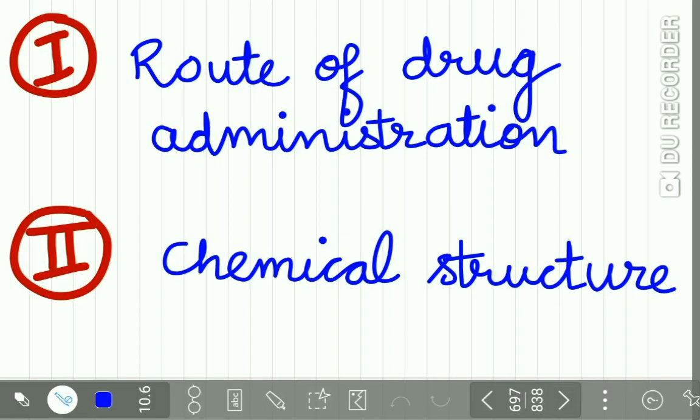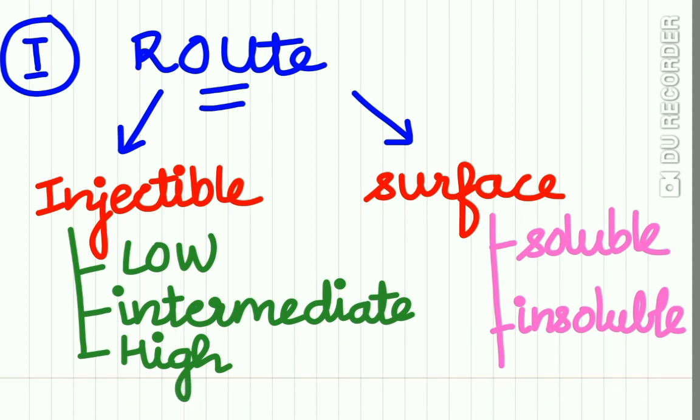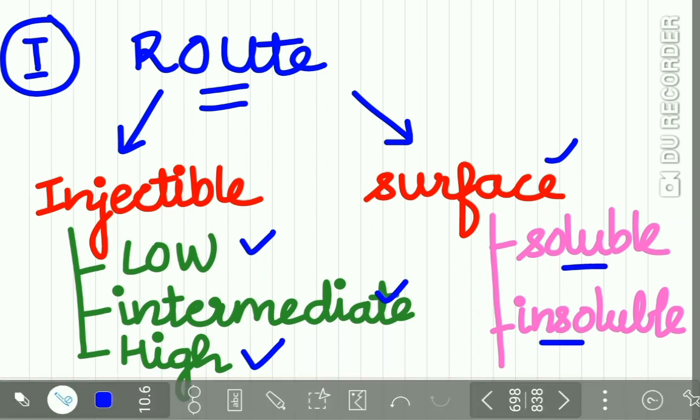Now, the classification of local anesthetics. There are two modes of classification. One is the route of drug administration, and second is the chemical structure of the anesthetic drug. So, depending upon the route of drug administration, there are two types: injectable local anesthetics and the surface acting local anesthetics. The injectable local anesthetics, depending upon their potency and duration of action, are divided into low potency, intermediate potency and high potency local anesthetics, while the surface acting local anesthetics are divided into soluble and the insoluble anesthetics.